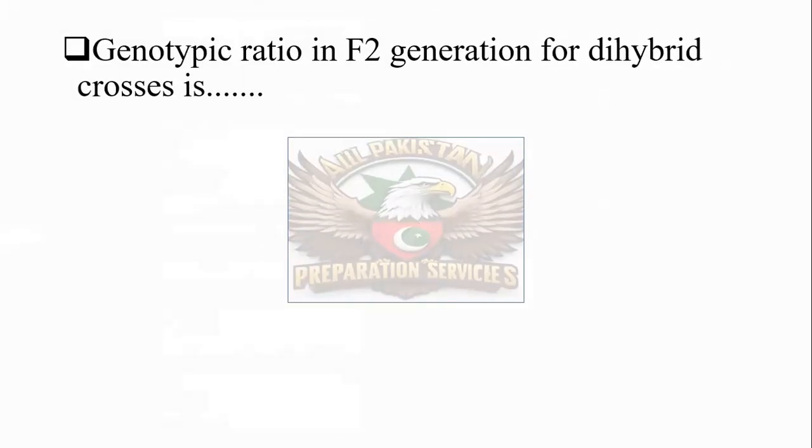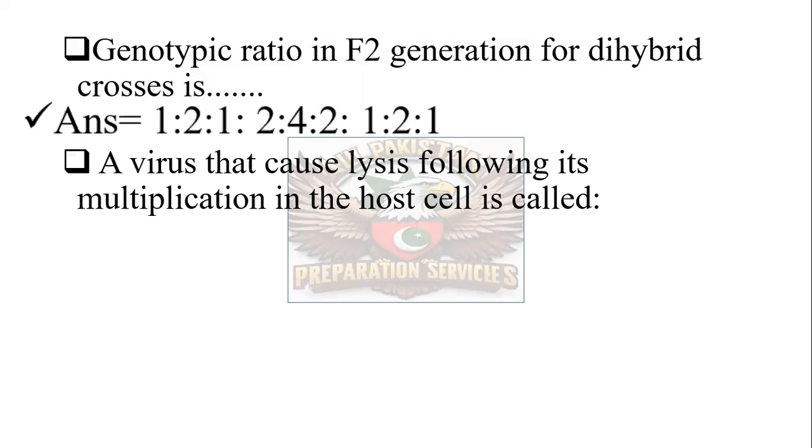Next question. Genotypic ratio in F2 generation for dihybrid cross is 1:1:2:4:2:1:1. This is the genotypic ratio for F2 of a dihybrid cross. Next question, a virus that causes lysis following its multiplication in the host cell is called lytic virus.